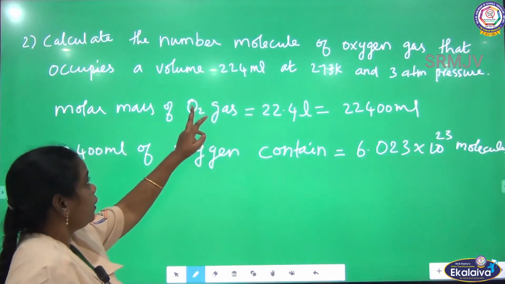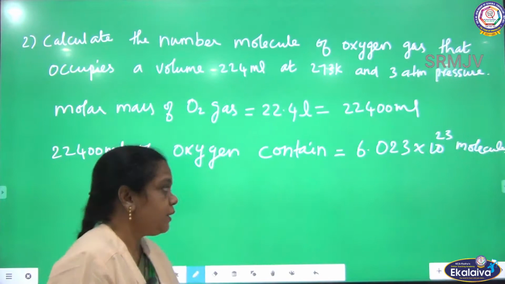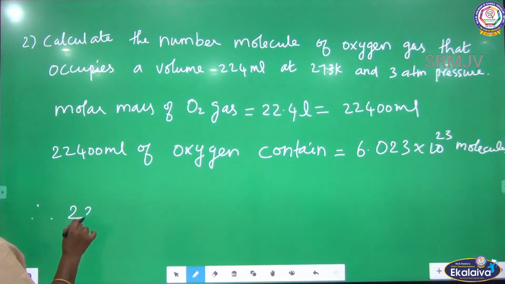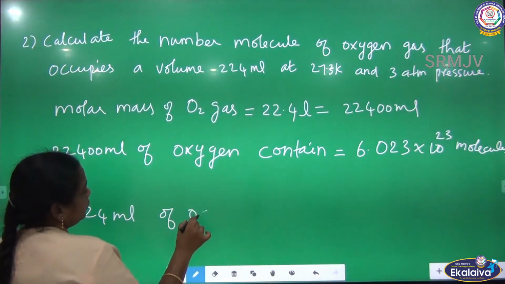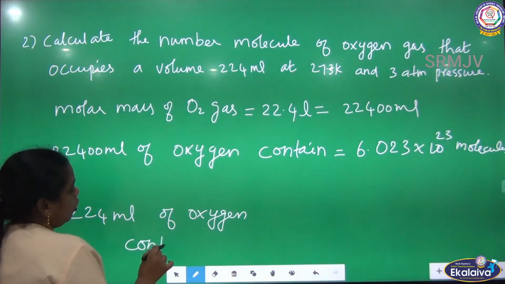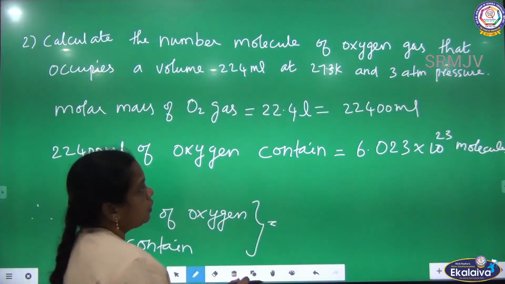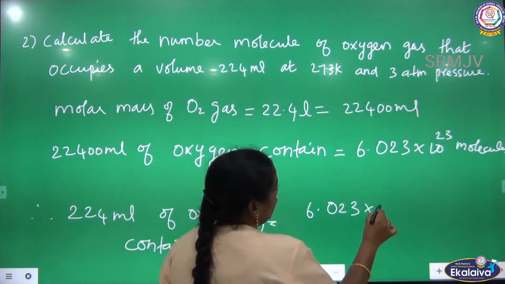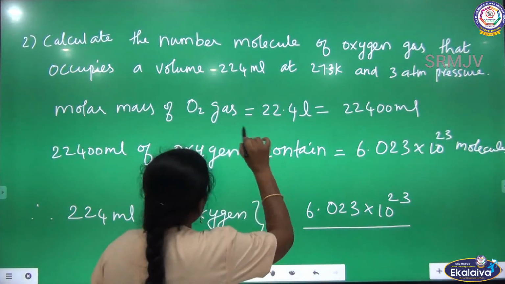Now we want to calculate in 224 ml how many molecules are present. Now therefore 224 ml of oxygen contains how many molecules? This is 6.023 into 10 to the power 23 divided by, what is the molar mass of this?